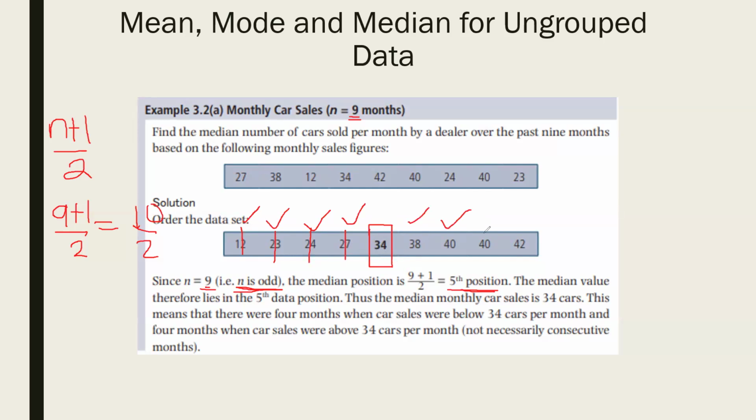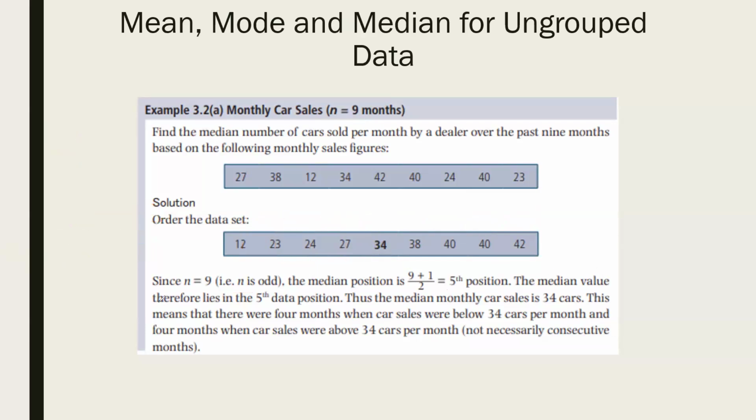1, 2, 3, 4. So the numbers on the left side of the median value are the same as the number of months on the right side of the median value. So this proves that this is a value that is dividing the data into two equal halves. So how do you interpret this value?